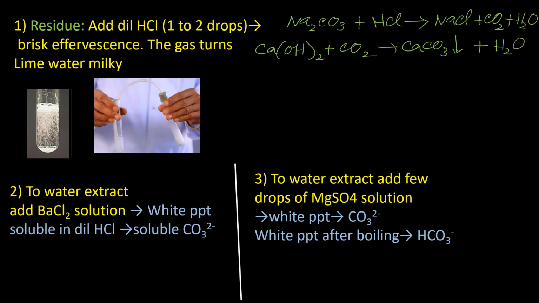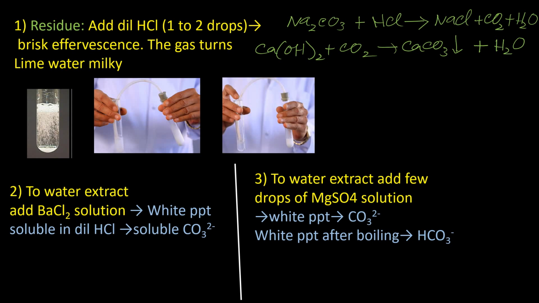Now if you pass more carbon dioxide to that solution, what will happen? This solution will become clear. Why? Because now this calcium carbonate plus more carbon dioxide you are passing will form calcium bicarbonate, which is soluble. So the solution will become clear.